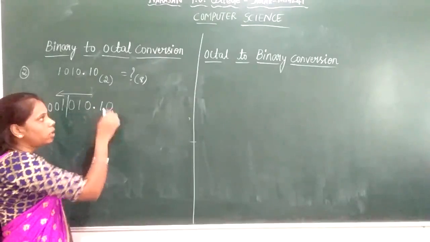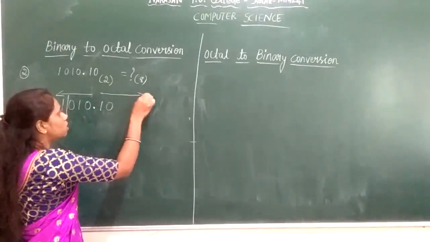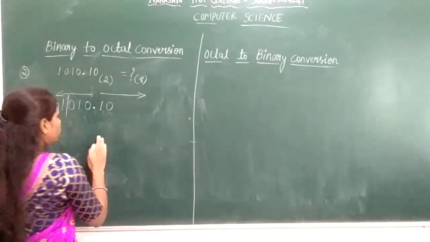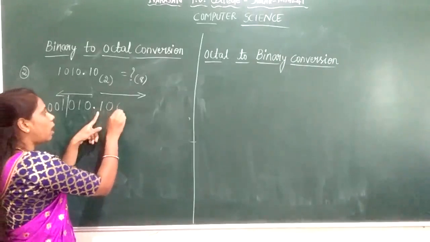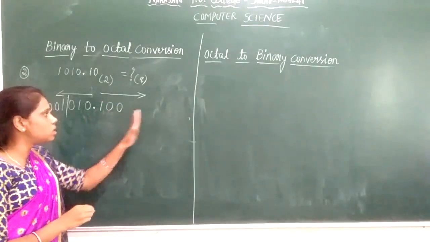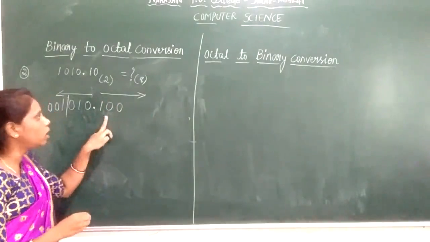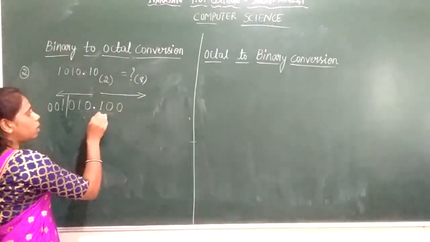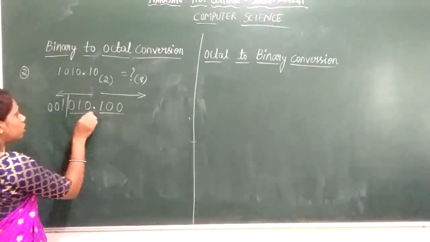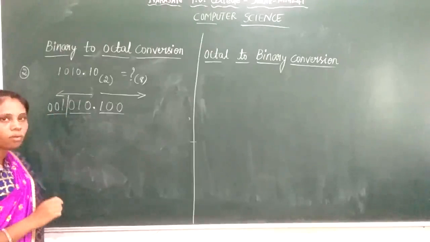After the decimal point, start dividing the digits in this direction, that is from left to right. Now we have only 2 digits here. I can add a 0 here towards the right side to make it a group of 3 bits. Now it is one more group. These 3 are one group, these 3 are one group, and these 3 are one more group.